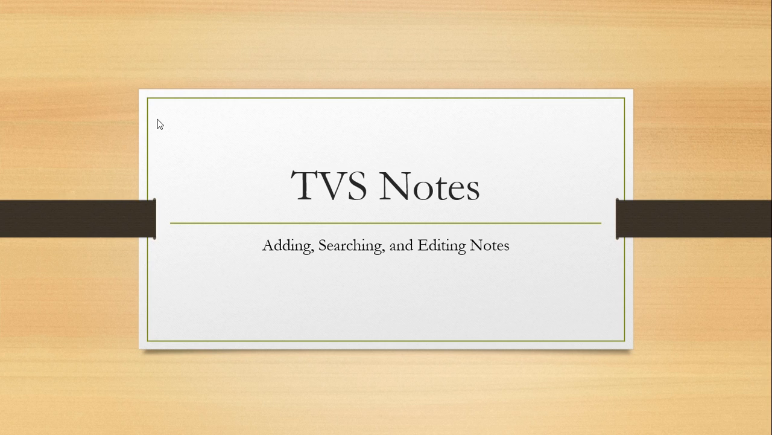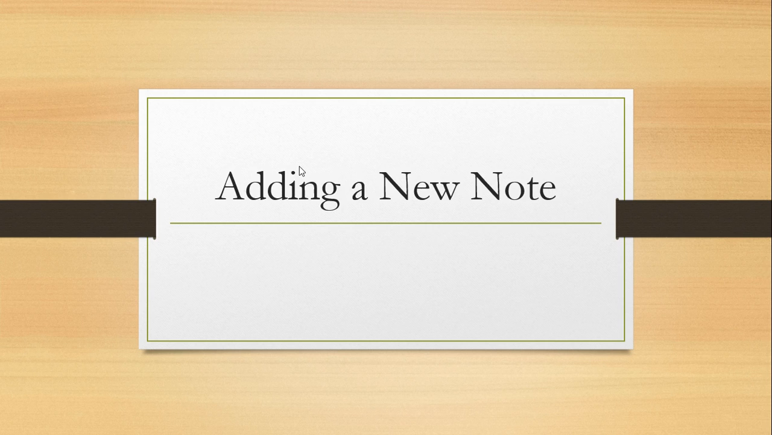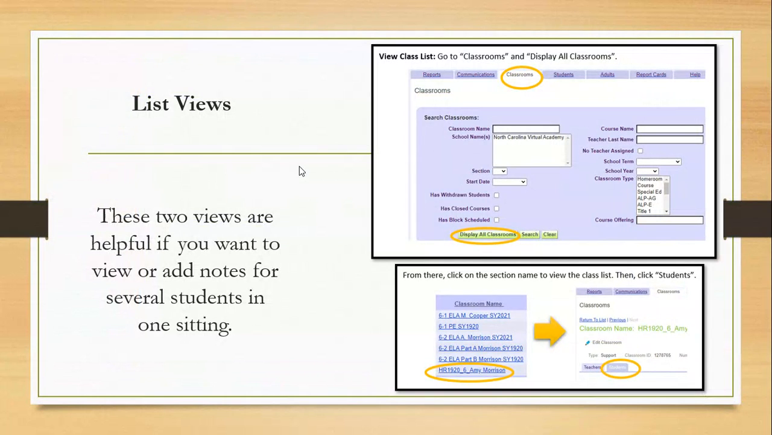All right, this is a quick video to show you how to add new TVS notes and search and edit existing TVS notes. So first of all, there's a couple different ways that you can get to a student in order to add a new note. There are two different list views, the class list view and then view all students. The two list views are helpful if you want to add notes for several different students in one sitting.